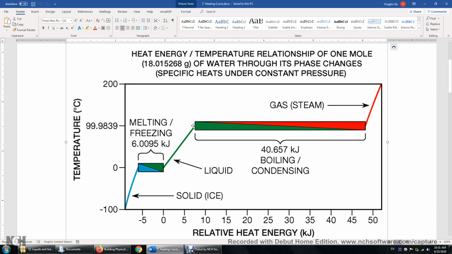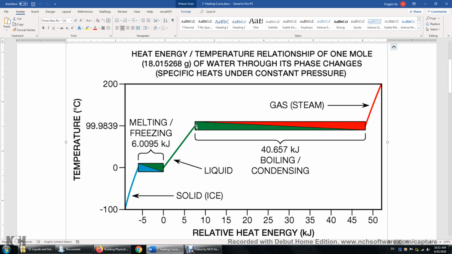And then if this liquid water absorbs a total of 40.7 kilojoule of heat, it's gonna turn into gas gradually, right here. From over here, this is roughly 7.5. And over here, I think this number is roughly 48. So you just take the difference. You get roughly 41 or 40.7 kilojoule per mole. From here, 7.5 to here, roughly 48. That's the amount of heat required to vaporize 1 mole of water. Again, it's 40.7 kilojoule.